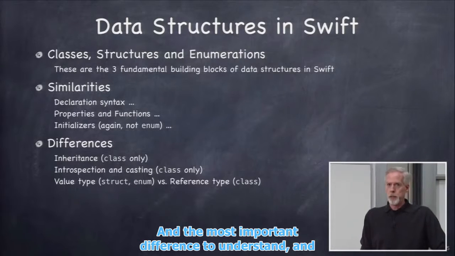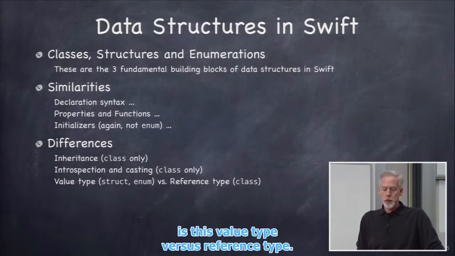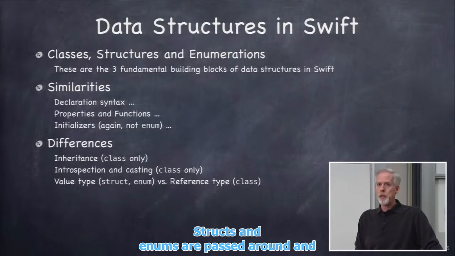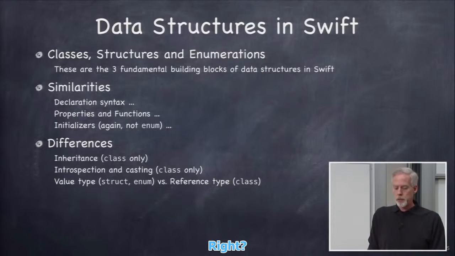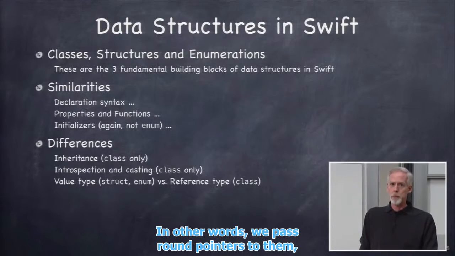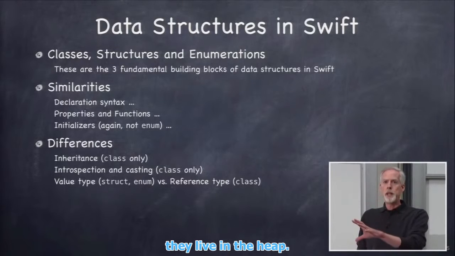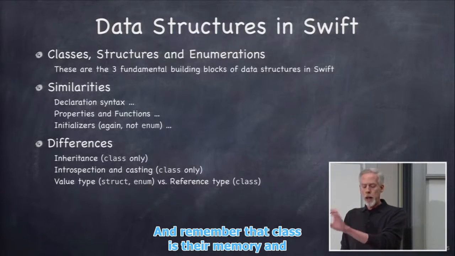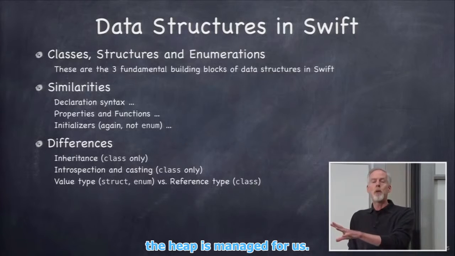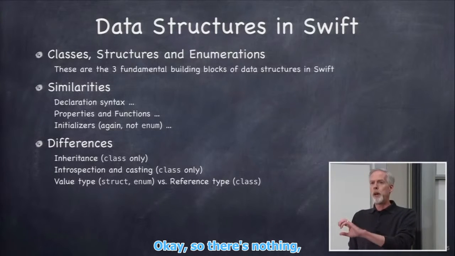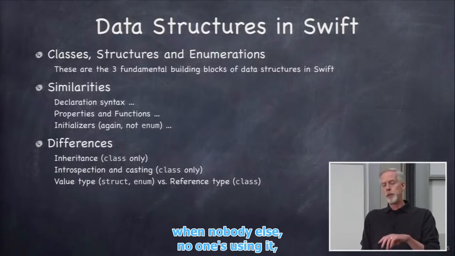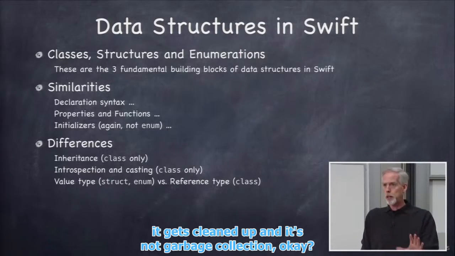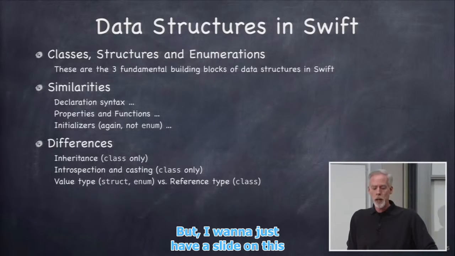And the most important difference to understand, and we really went over this in the demo, is this value type versus reference type. Structs and enums are passed around and stored in variables, copied, and classes are reference types. In other words, we pass around pointers to them. They live in the heap. And remember that classes, their memory in the heap is managed for us. So we don't have to do anything. Alloc can free them. We create them when we want, and when no one's using it, it gets cleaned up. And it's not garbage collection. It's reference counting, automatic reference counting.